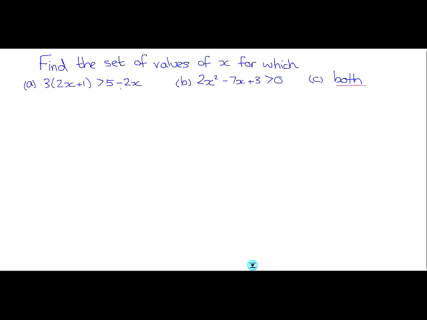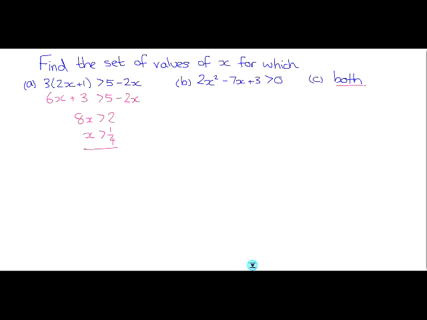Here you can see it's a linear problem, so let's expand this really quickly. So 6x plus 3 is more than 5 take away 2x. Okay, so the highest amount of x is on the left. In fact, I'm just going to solve this really quickly. So you should have 8x is more than 2 and x is more than a quarter. And there you have it. All the numbers, if they're more than a quarter, meet this criteria.